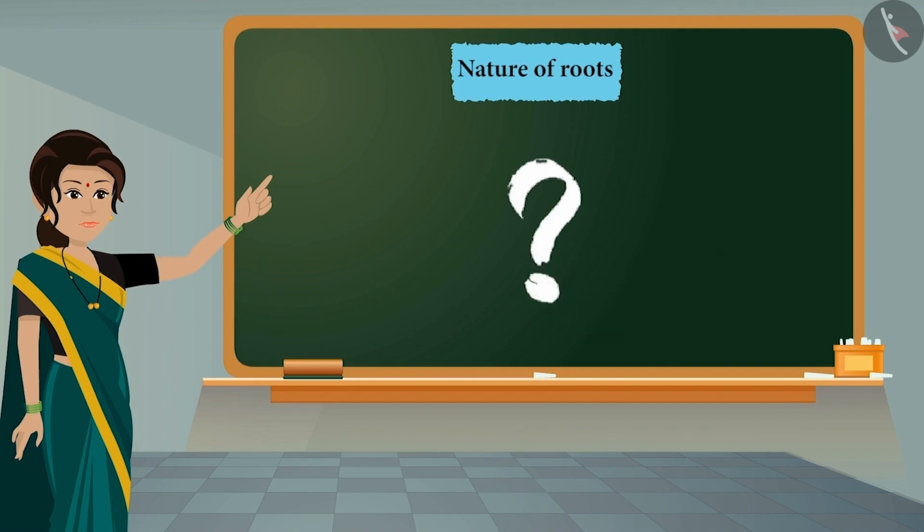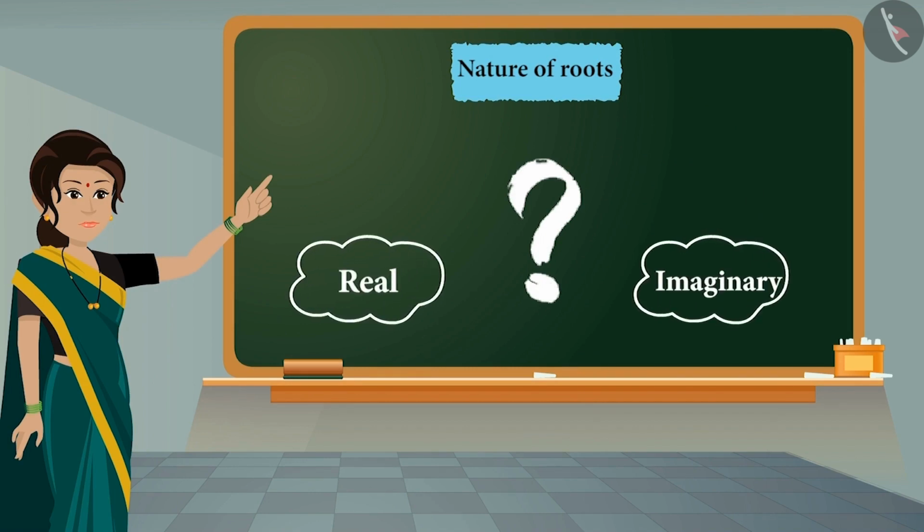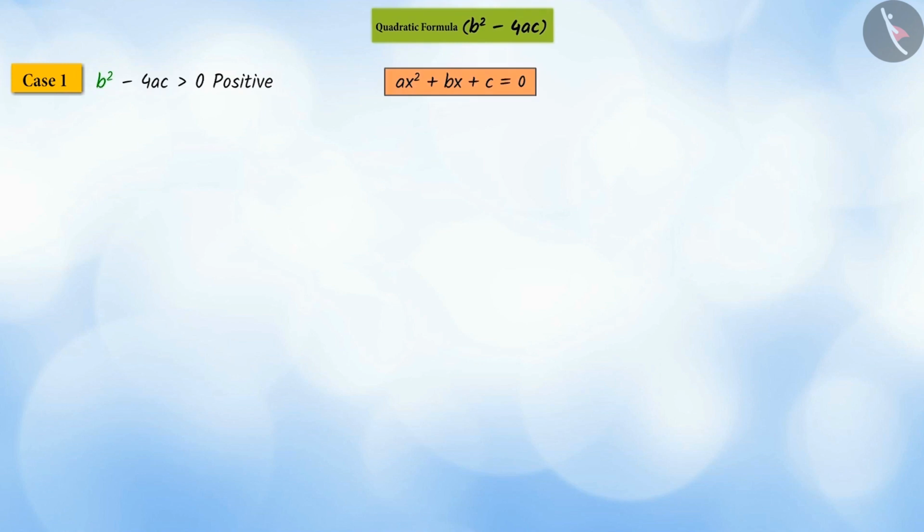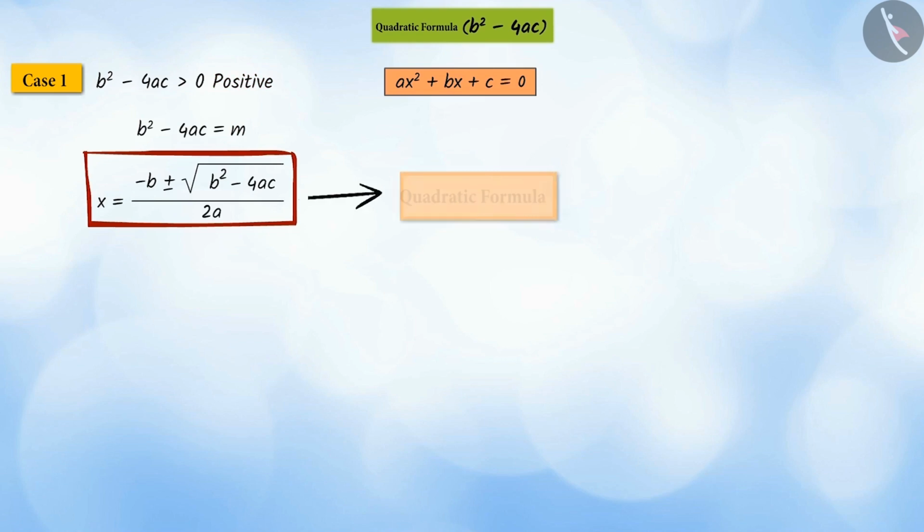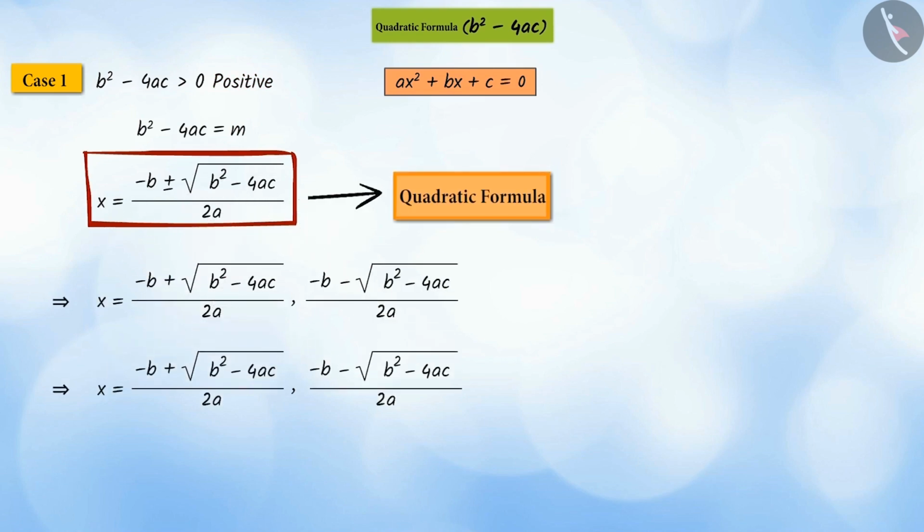Do you know what will be the nature of roots of a quadratic equation? Are they real or imaginary? Let's see how we can find it. In this quadratic formula, if the value of b square minus 4ac is greater than 0, it is a positive number. Let's consider it m. Now in roots derived from quadratic formula, let b square minus 4ac be replaced with m.